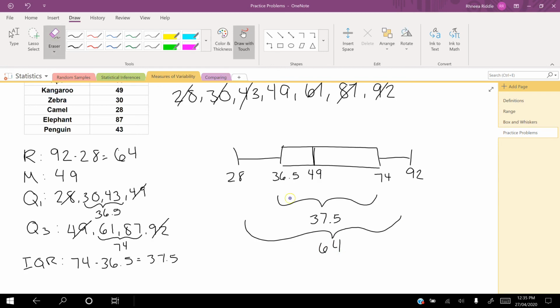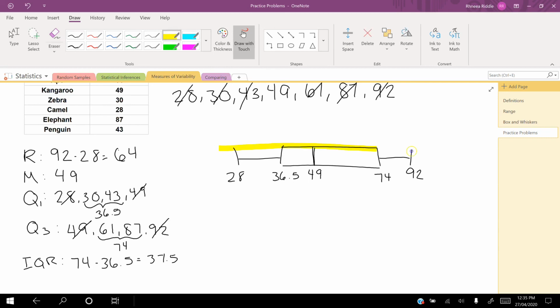But for the sake of the box and whiskers plot, we don't have to add that in there. So this here is all we need for this problem set.